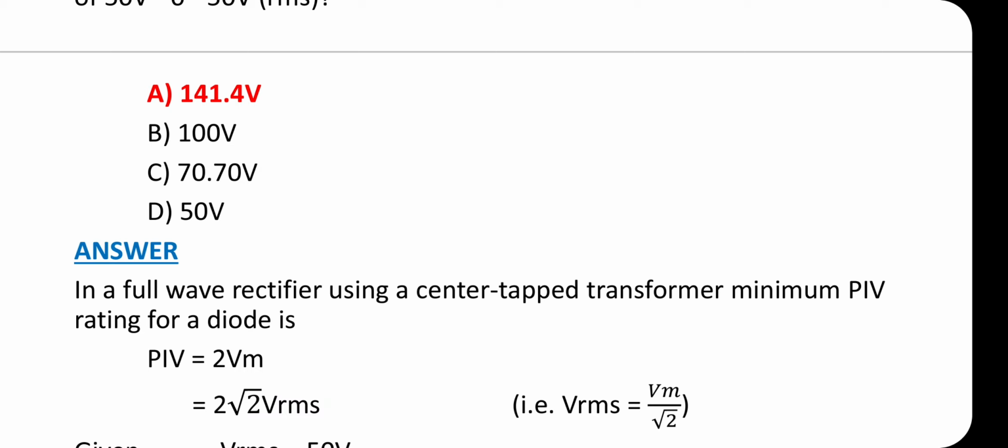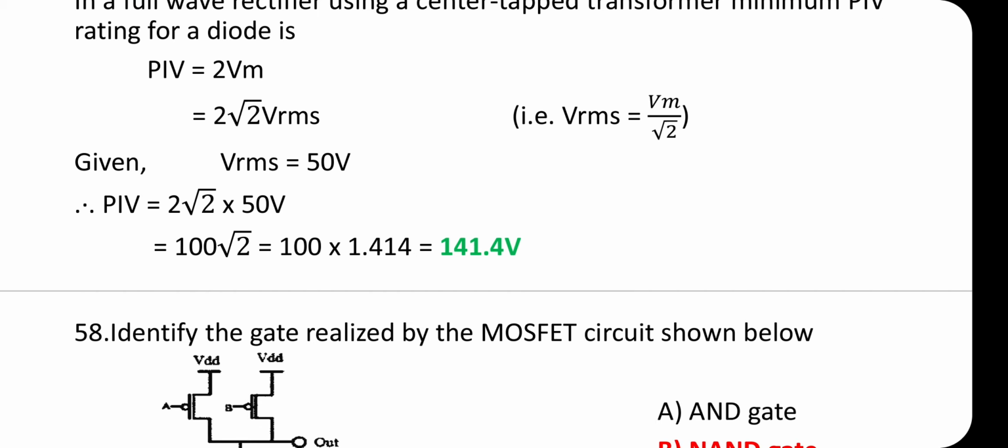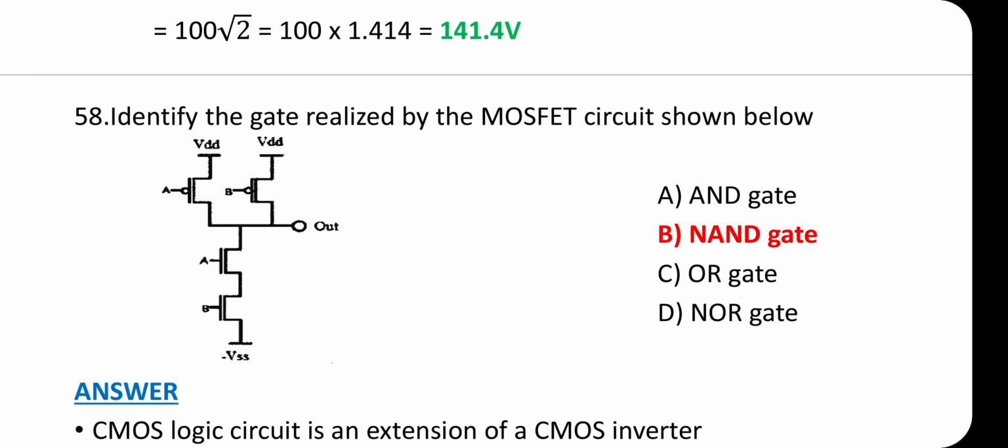141.4 volt. In a full wave rectifier using center tapped transformer, minimum PIV rating for a diode is PIV equal to 2 Vm. Which we know VRMS equal to Vm by root 2. Therefore, PIV equal to 2 root 2 VRMS. Given VRMS is 50 volt, therefore PIV equal to 2 root 2 into 50 volt, that is 100 root 2, 100 into 1.414 equal to 141.4 volt.